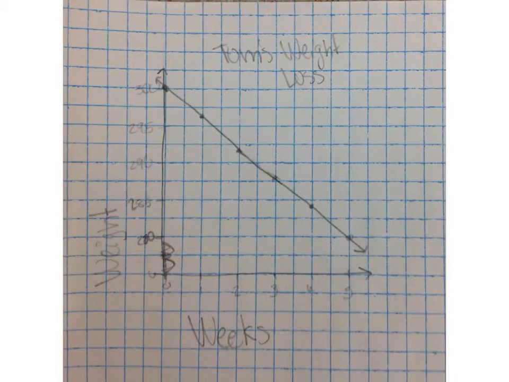Now you are going to see our graph of the problem, and as you can see, the x-axis is the weeks, and the y-axis is the weight, and it starts at 300 and goes down at a constant rate of 4.